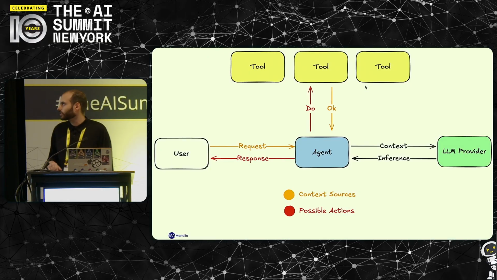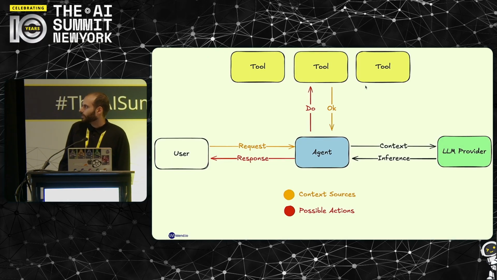Agents. We all love agents. Here is an example of a simple agent. We have here the tools of the agent. We have here the LLM provider. The user makes a request. The agent calls the tools in an iteration until it gets a response.